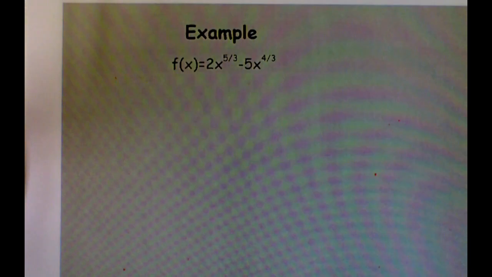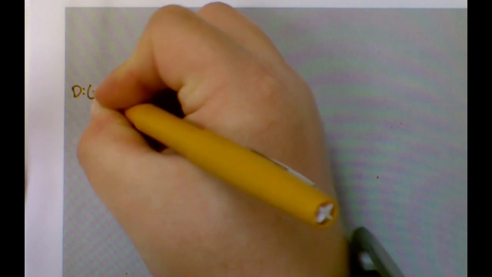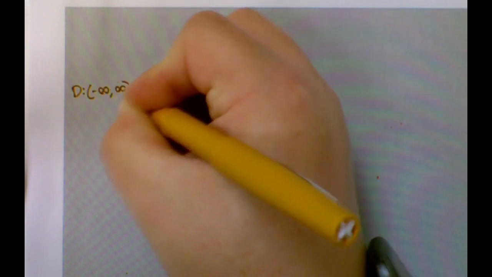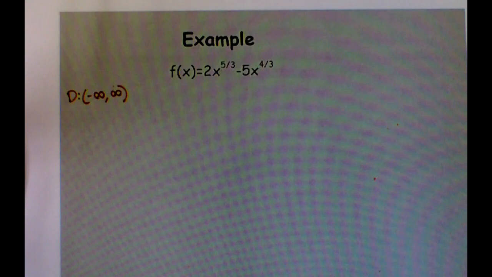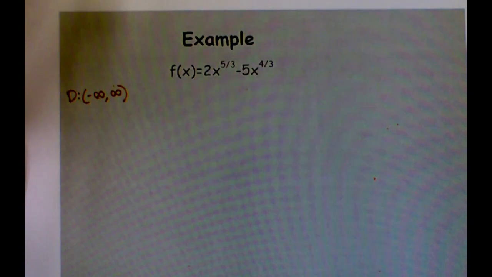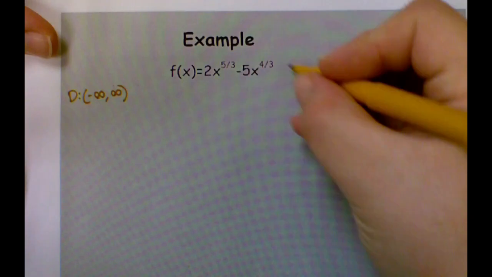All right, a tricky rational exponent problem. First question is the domain. Well, the domain of this problem is all real numbers because there are no fractions in the entire problem besides the exponents. No square roots, nothing like that to worry about.